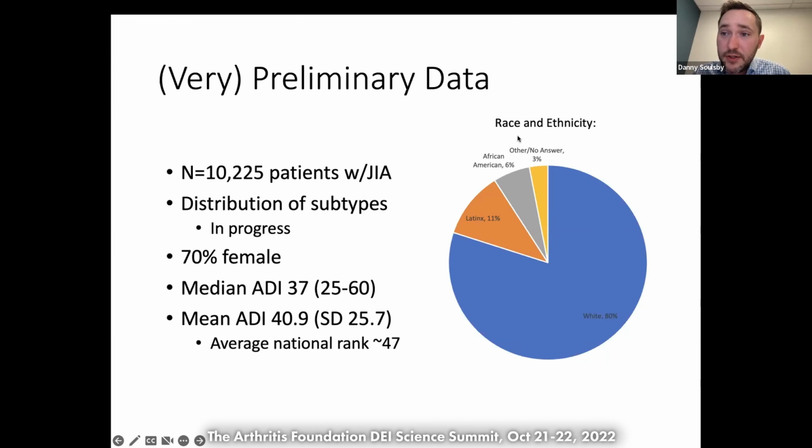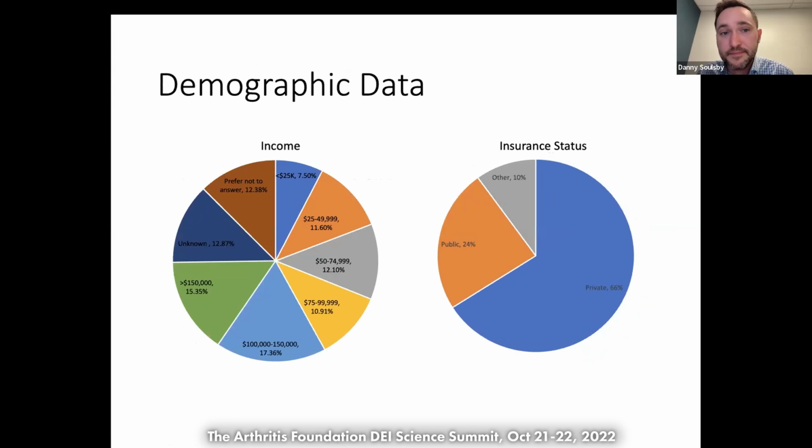As far as racial and ethnic background, our cohort is 80% white, 11% Latinx, 6% African American, and 3% other or no answer. So, a predominantly white cohort. So again, I think the idea of using a repeated measures analysis to increase our power might be something we want to do, given that those of minoritized race are a smaller population of the CARRA registry.